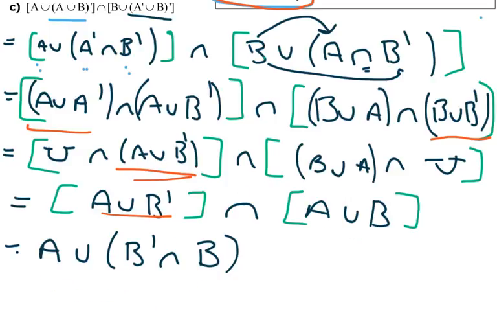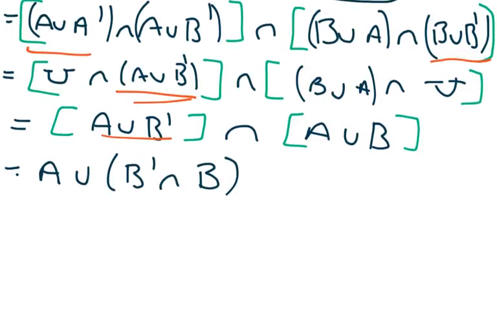Now we've used that property. Can we simplify that further? Well, B complement intersection with B, what is that? Any guesses? They have no intersection, so that would be the empty set. So we've got A's union with the empty set, so everything that's in A and everything that's in the empty set, and that of course would be A.